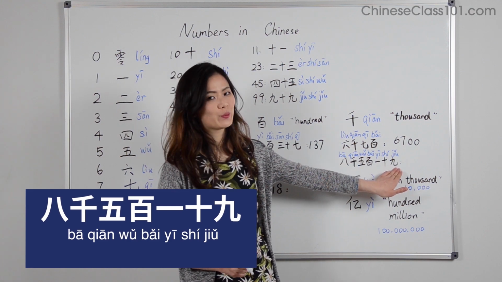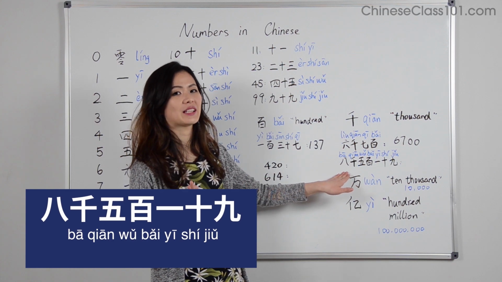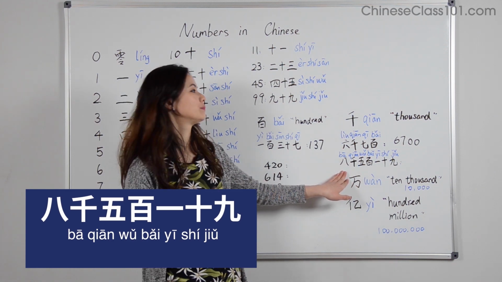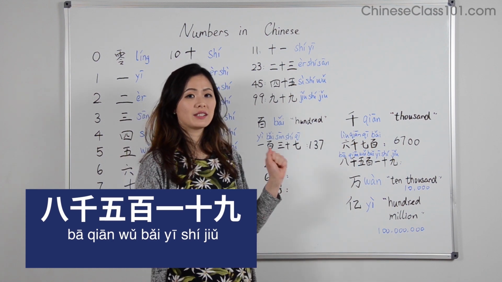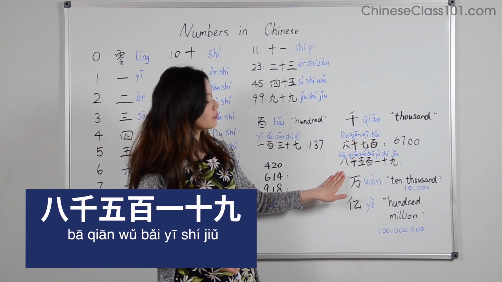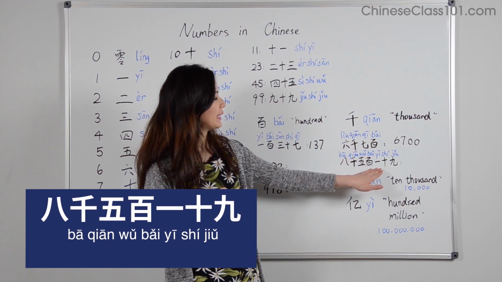Now how about this big number here? Let's break it down. 8,000, sorry, I should have said 8,000. Let me try it one more time. Let's look at this big long number here. Let's break it down. 8,519.